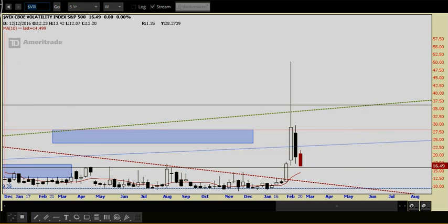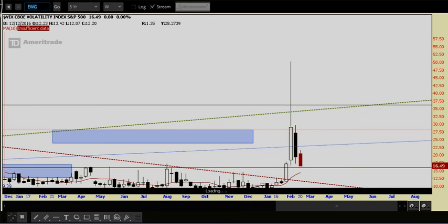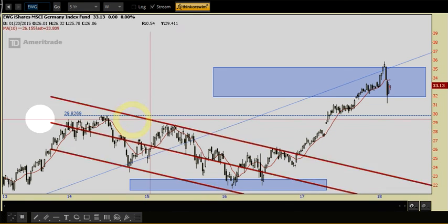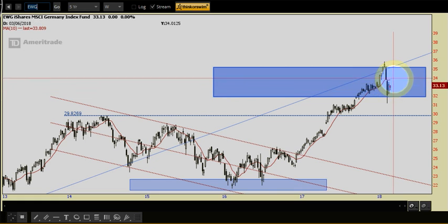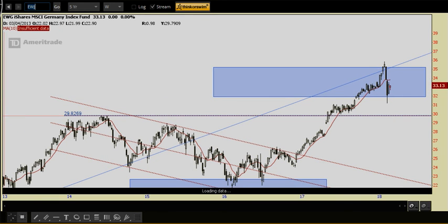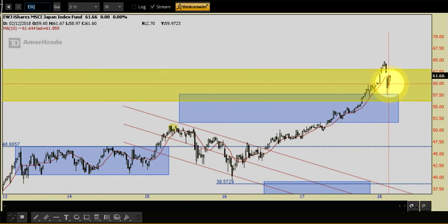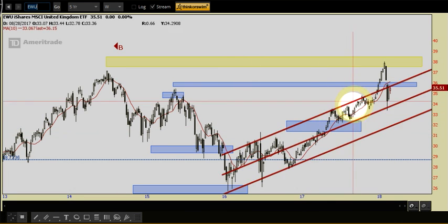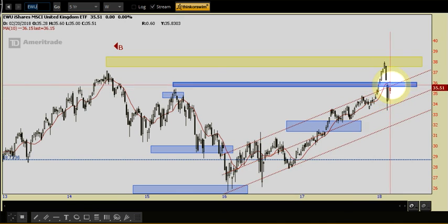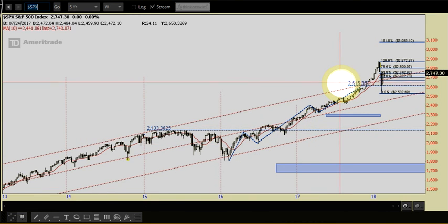Let's look at some of these countries that we look at, like Germany. It's interesting. They all look the same as our market. Look at these two big down weeks, and then a climb back up. Japan, same thing. Two big down weeks, and then a climb back up. United Kingdom, same thing. Two big down weeks, and then a short climb back up. So nearly all of these markets have retraced about two-thirds of the down move.